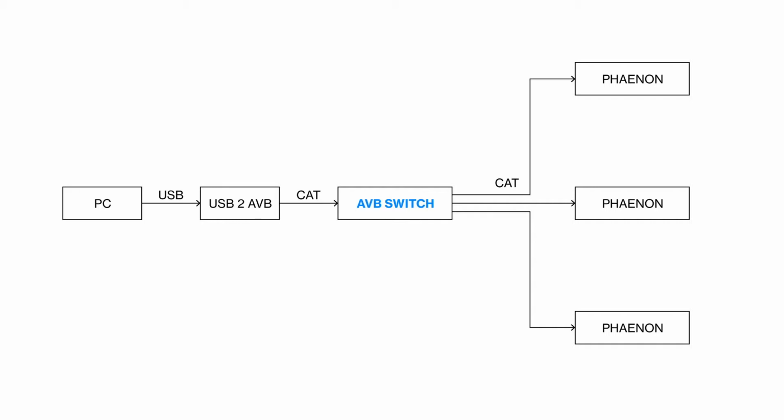So to control multiple lasers, what we do need to add hardware-wise is an AVB switch. If you look at my setup, I have a PC connected to a USB to AVB interface, which is then hooked up to the AVB switch with an Ethernet cable. That is basically your desktop setup, and from there on you can distribute your data with CAT cables to your multiple devices, which are Fanon accurate in my case.